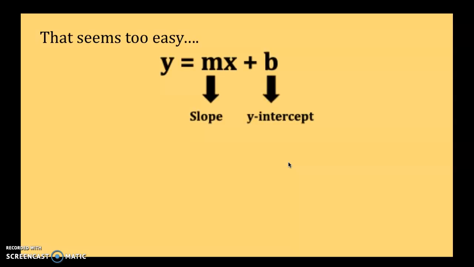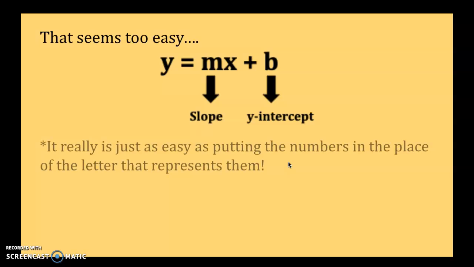Well, a lot of kids are like, well, that's all we do. We just put numbers there. And so, yeah, it really is just that easy. You just figure out your number for slope, and figure out your number for the y-intercept. And you just put the numbers in the place of the letter that they match with. So once you figure out your slope, you just got to remember that slope is like the m, the movement, the change in your problem, or the change in the graph, the way the line is moving in your graph, so to speak. That's a good way to think about it.